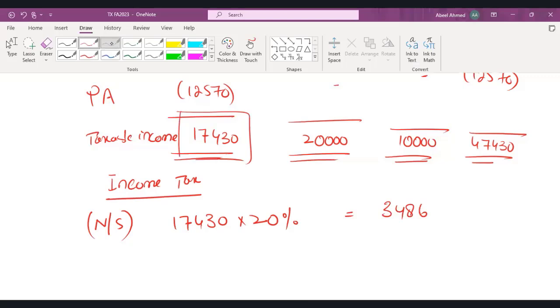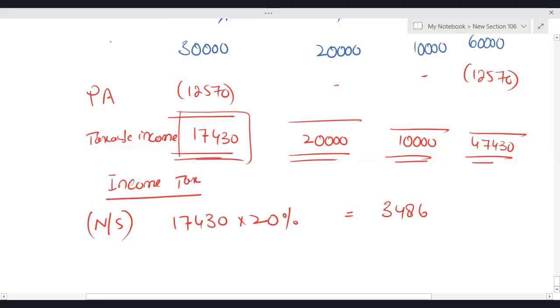Now let's think about the nil rate band for the saving income. Look at this 47,430. Obviously, it is more than the limit of the basic rate band, which is 37,700. Can I say that is why this individual is a high rate taxpayer? Whoever is a high rate taxpayer gets a nil rate band of 500 only.